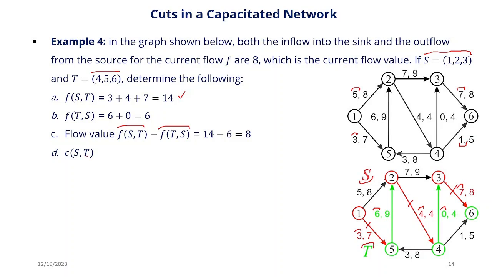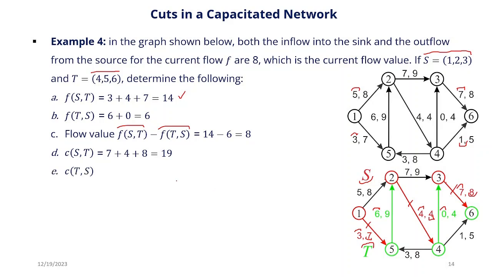So what is the capacity? Just like the way we can do that, remember capacity is forward edges only. The capacity from S to T. Simple. We just take the capacity 7, take the capacity 4, and take the capacity 8. And what do we have? 7 plus 4 plus 8, and that gives us 19.